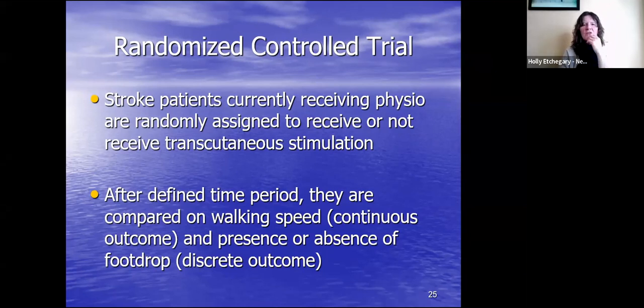So I just want to jump into the clinical trials so we can finish up, and maybe we might still have a few minutes for questions. I'm trying not to go too far on.